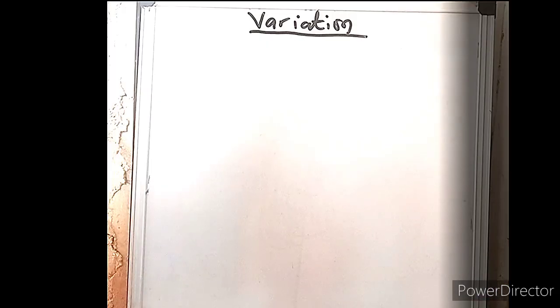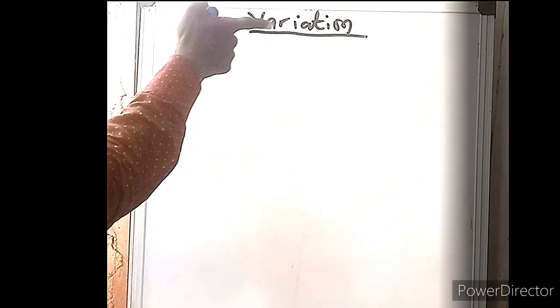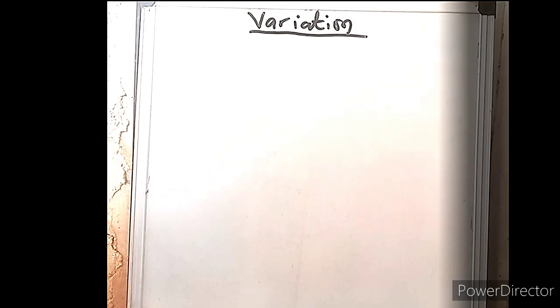Today we'll be discussing variation. What is variation? Variation simply means the comparison between two or more variables. I say again, it has to do with the comparison between two or more variables. Quickly, I'm going to be looking at types of variation.